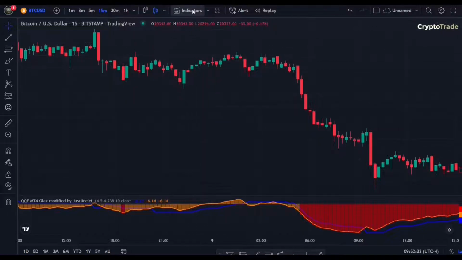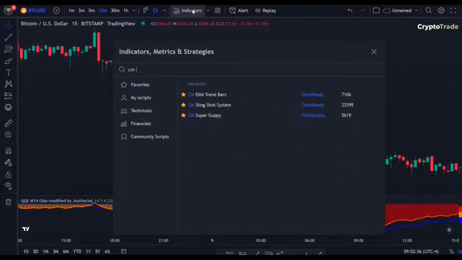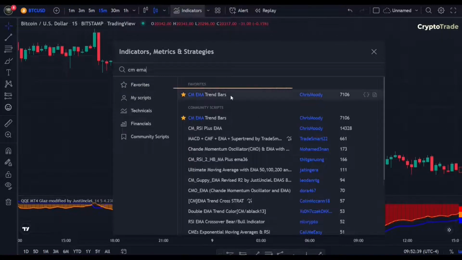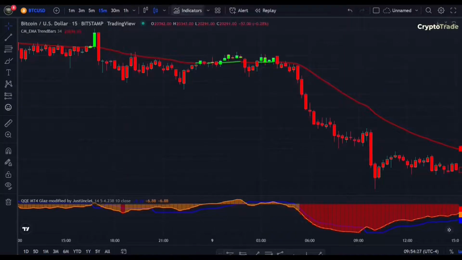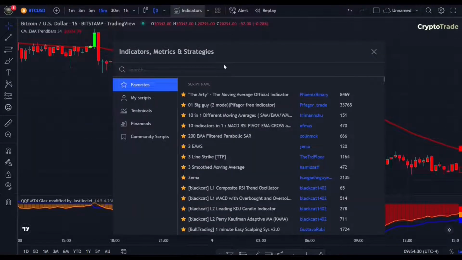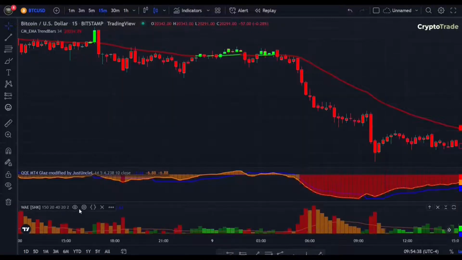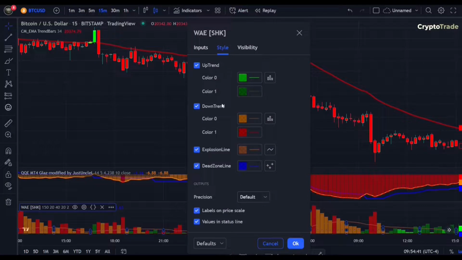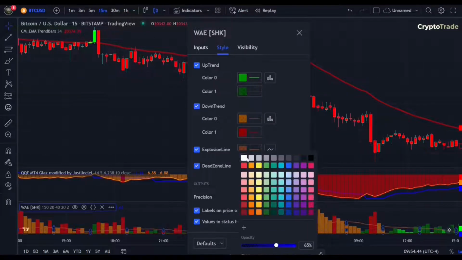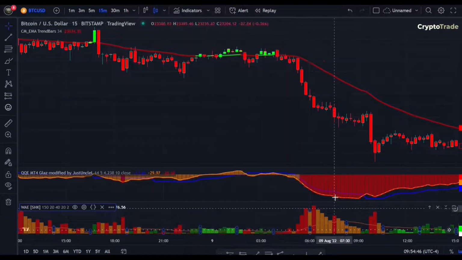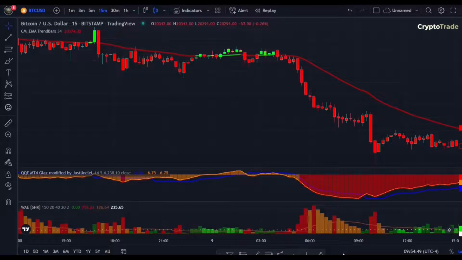To add the second indicator, open the indicator search box again and type EMA TREND BARS. Select this indicator, as shown here in the video. To add the third and last indicator, open the indicator search box again and type WADDAH ATTAR EXPLOSION. Select this indicator, as shown here in the video. To set the indicator, go to Style tab and change the dead zone line from blue to white. Click OK to finish. Now the setup is complete.